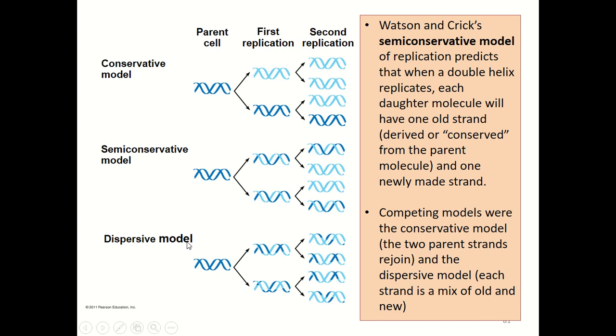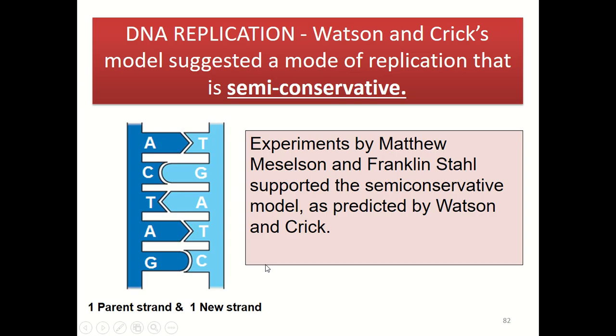And Watson and Crick's semi-conservative model of replication predicts that when a double helix replicates, each of the daughter molecules will have an old strand here that is conserved from the parent molecule, and one newly made strand that is light blue in color. So the competing models were the conservative model, in which the two parent strands will rejoin, and the dispersive model, where each strand is a mix of old and new strands over here. So for DNA replication, the Watson and Crick model suggests the semi-conservative model.